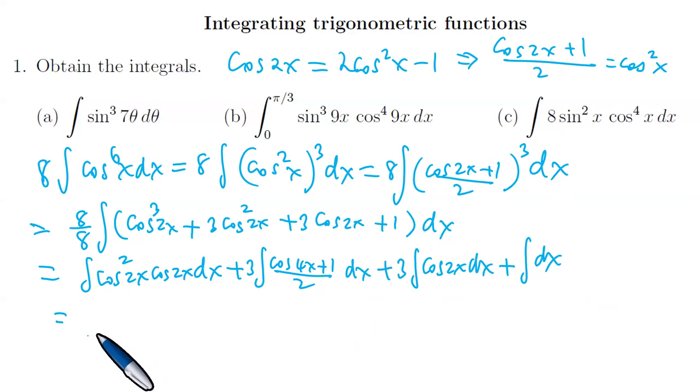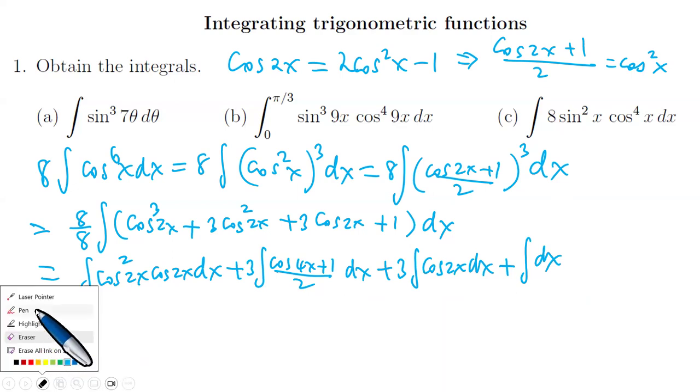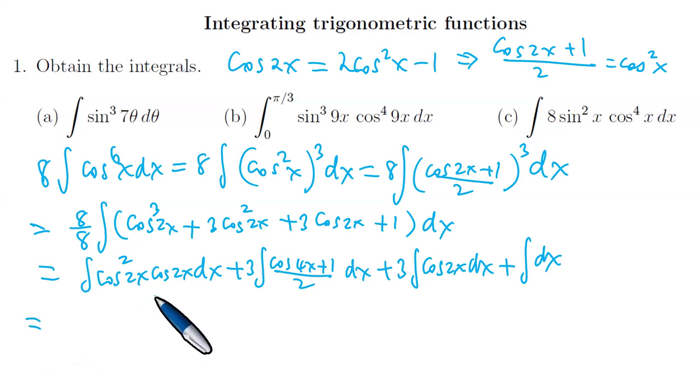Okay, so this is equal to, right, so now we come to this. So this one of cosine squared 2x, if it's 2x, this one becomes 4, but the 2 in the denominator remains the same.